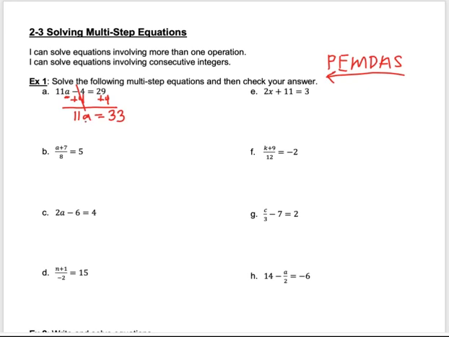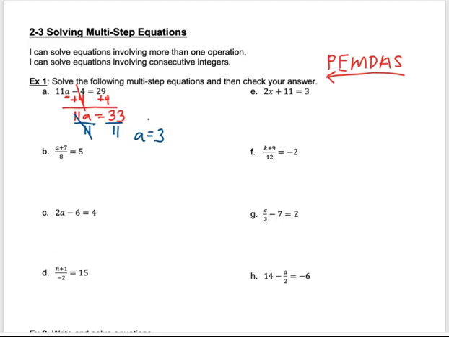Now I still don't have a completely by itself, so now I need to get rid of this multiplication. I have 11 times a. I can get rid of 11 by dividing both sides by 11. So now I have a equals 33 divided by 11, which is 3.